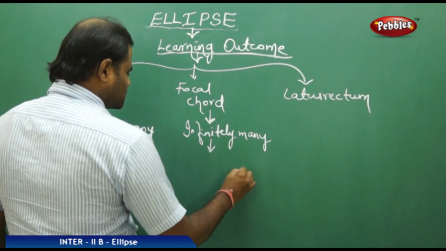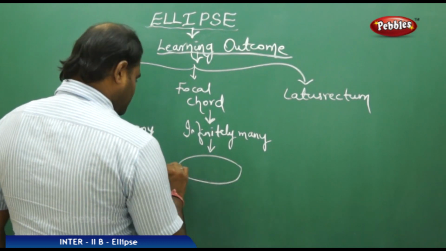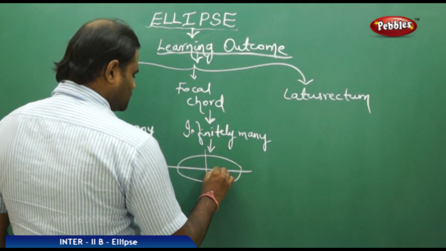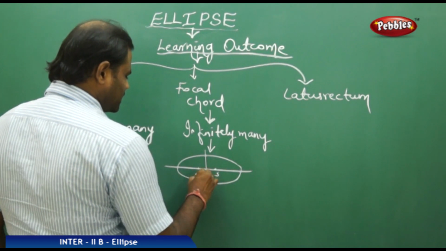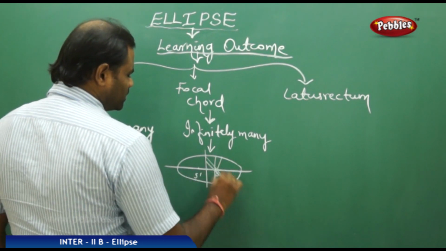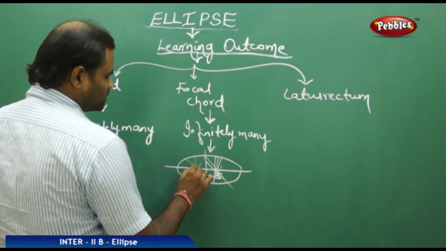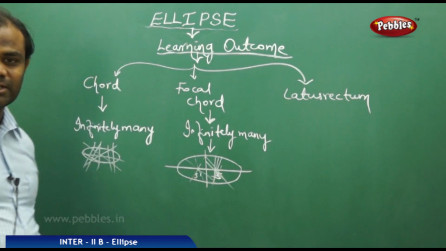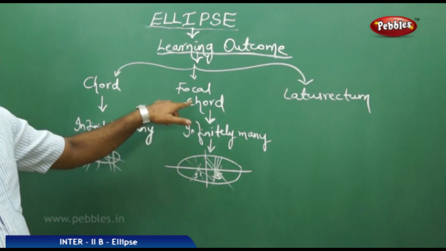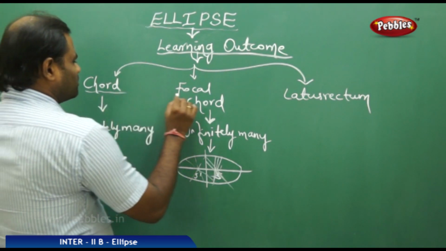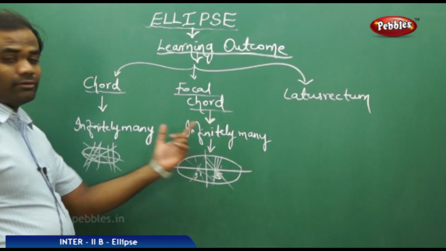Because even in this case, if I take the ellipse and I have the focus S and S dash, there are infinitely many lines which I can draw through S, and there are infinitely many lines which I can draw through S dash, as can be clearly seen from here. So chords, there are infinitely many, and focal chords, there are infinitely many.